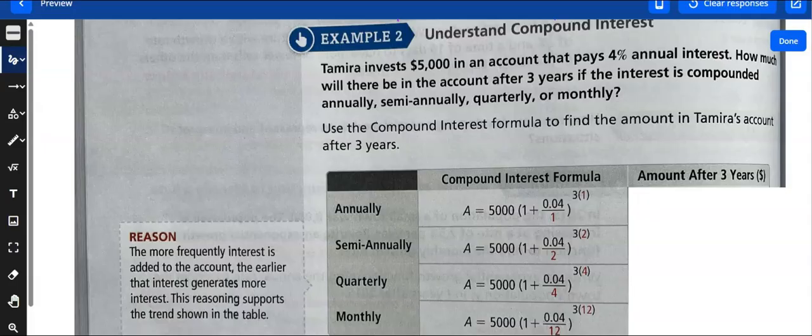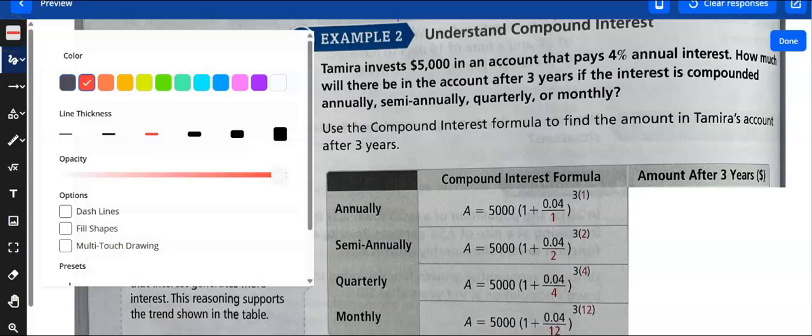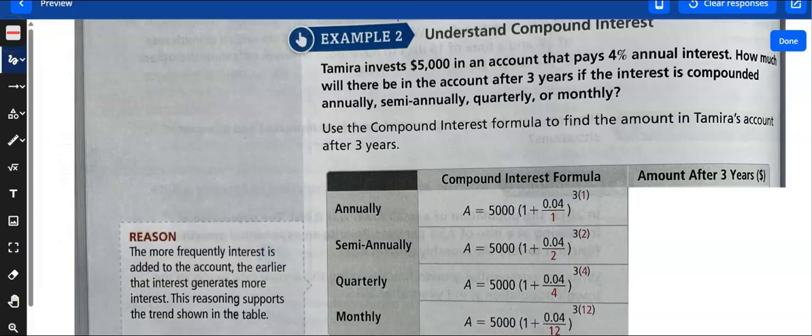Okay, so example 2. Now that we've explained all of the parts of the formula, A equals P times 1 plus R over N to the NT power. Tamara invests $5,000. Where does that go in my formula? That is P, the principal. That's the starting amount. A, we do not know.